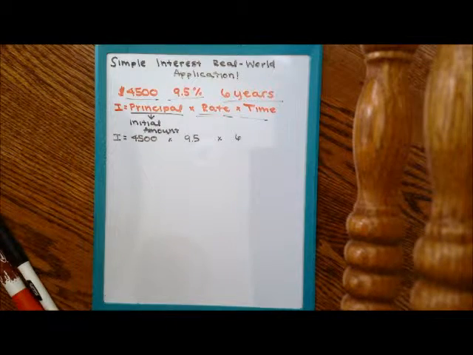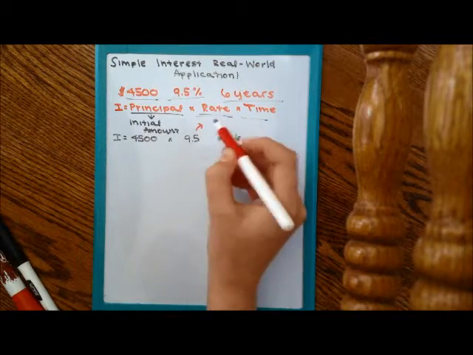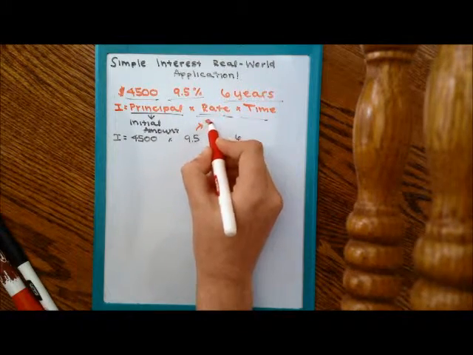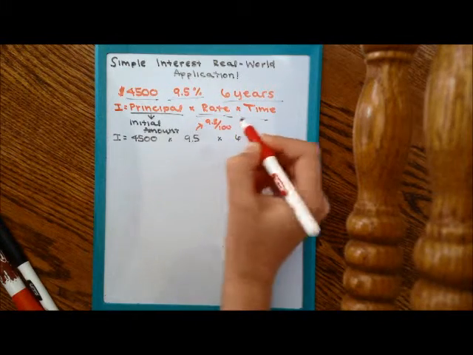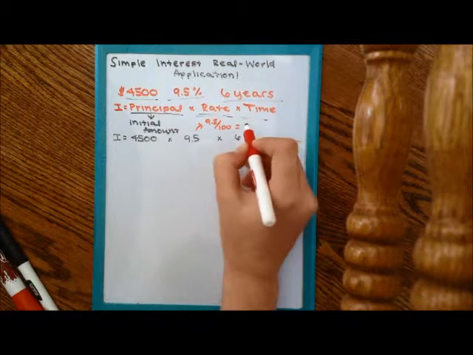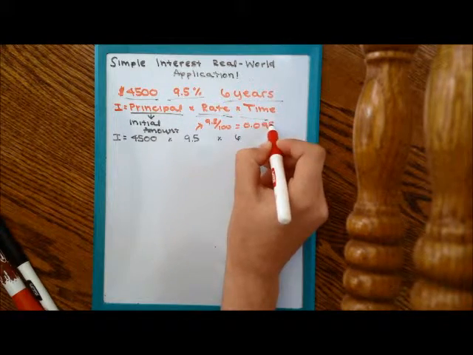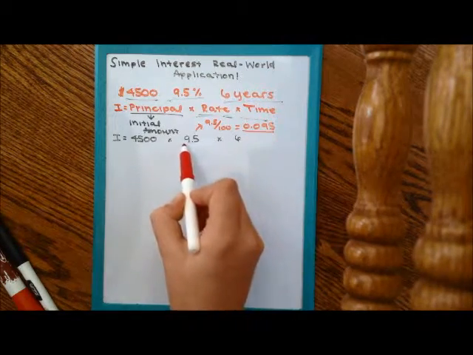We have to change the rate so that it's in the decimal form. So 9.5% in a decimal is equivalent to 9.5 over 100, which also equals 0.095. So this is our new rate.